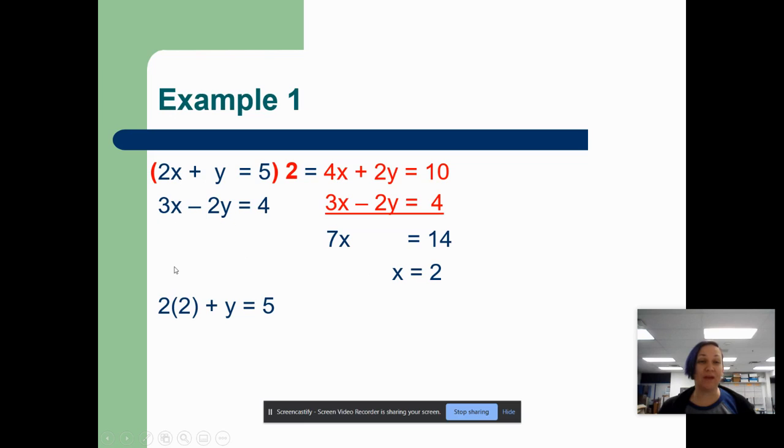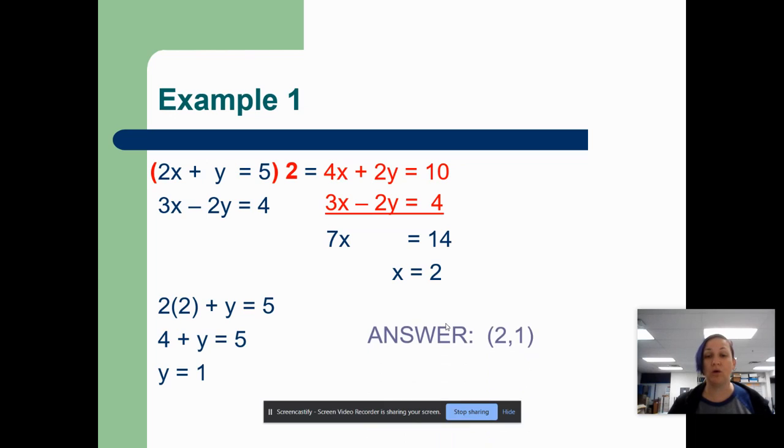So I put the 2 where the x was, so now I have 2 times 2 plus y equals 5. And so that's 4 plus y equals 5, and y equals 1. And now I'm ready to write my final answer. Don't forget, your final answer needs to be an ordered pair, so don't put x equals 2 and y equals 1. Write an ordered pair, x first, y second. So (2, 1) is my final answer.